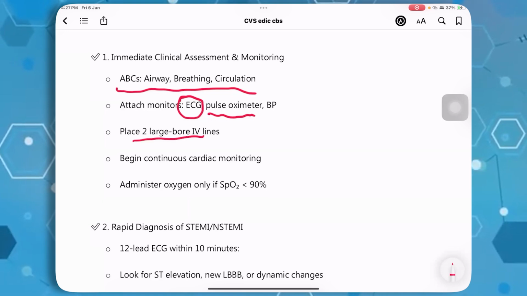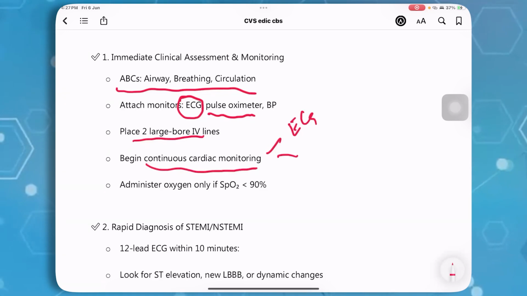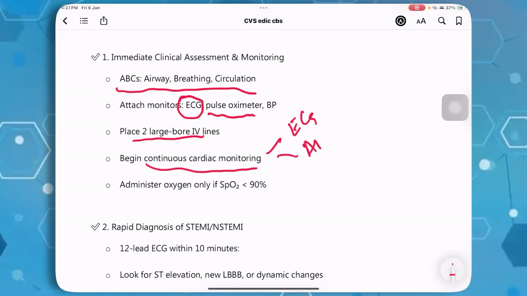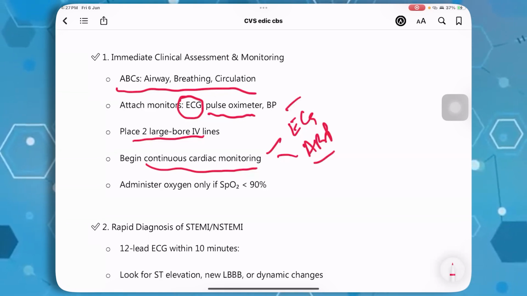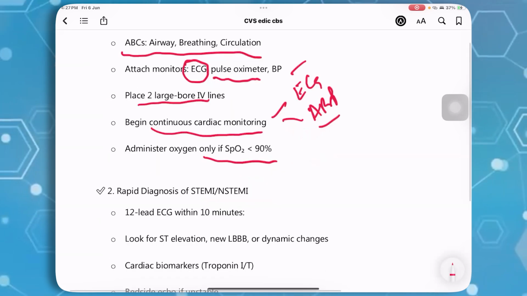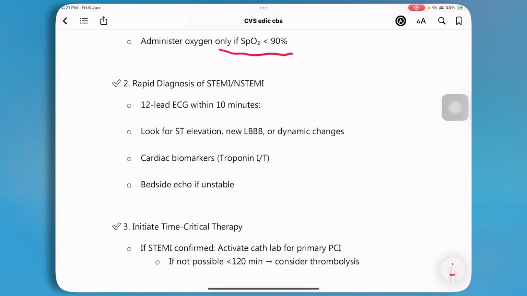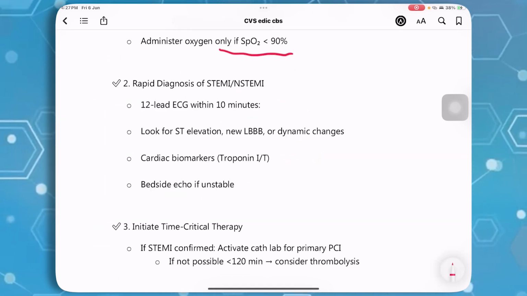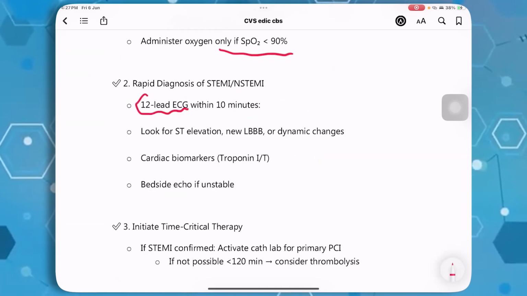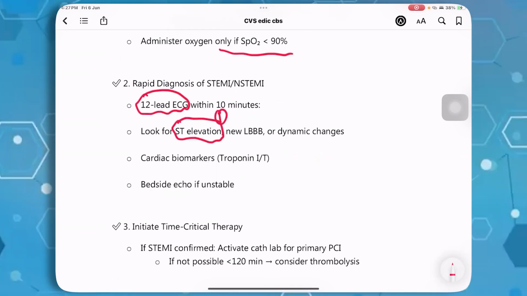So place continuous cardiac monitoring, that is with an ECG. Maybe if the patient is going into shock, arterial BP monitoring. Administer oxygen only if the saturation is less than 90%. Then immediately move to rapid diagnosis of STEMI and non-STEMI. Get a 12 lead ECG as fast as possible. Look for ST elevation. It carries maximum marks in the ECG.